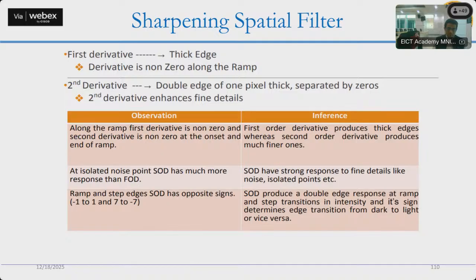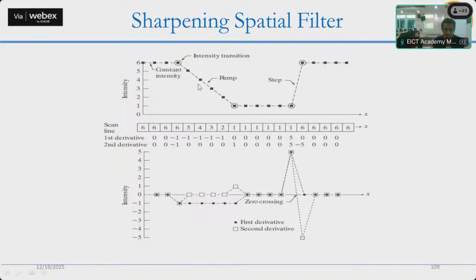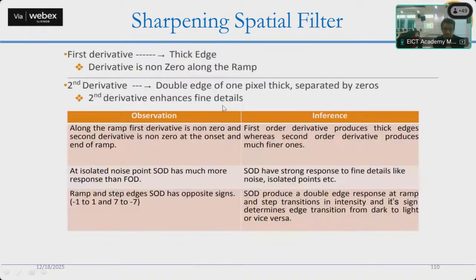What we are noticing here, the observation and inference, is that along the ramp the first derivative is non-zero, and the second derivative is non-zero at the onset and at the end of the ramp. Which part do you mean by the ramp? The ramp is in this part, in the ramp section.